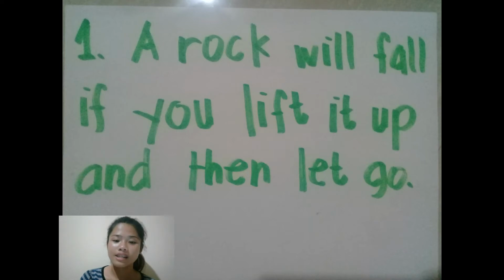Number one is a rock will fall if you lift it up and then let go. So what is the physics behind that? A rock has a potential energy localized in it when you lift it up above the ground. The rock is the system. Everything else it encounters is the surroundings.